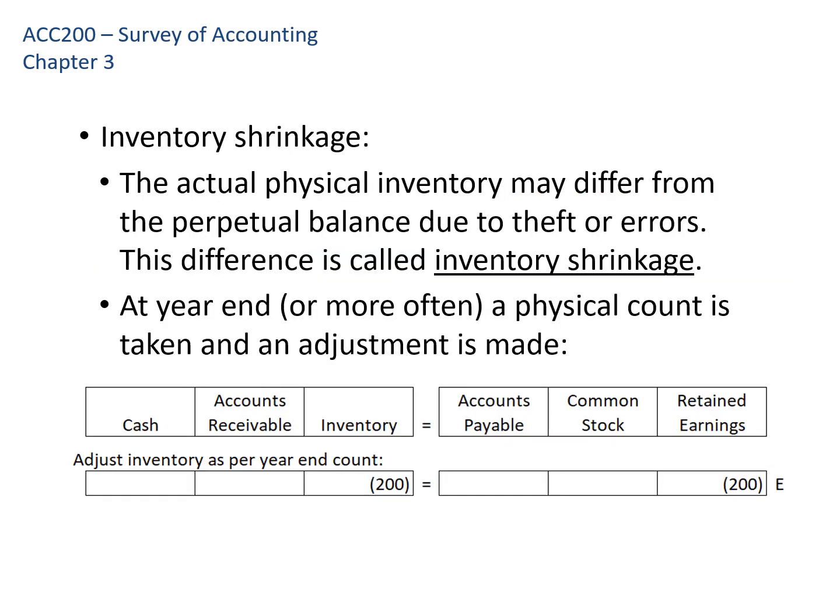So one other topic I want to cover is inventory shrinkage. What that means is that sometimes when we keep perpetual count of inventory, what is actually on the shelf is not equal to what is in our perpetual records. Why might that happen? Well, it could happen because of theft. People can take things off the shelf and walk off with them and we don't know about it.